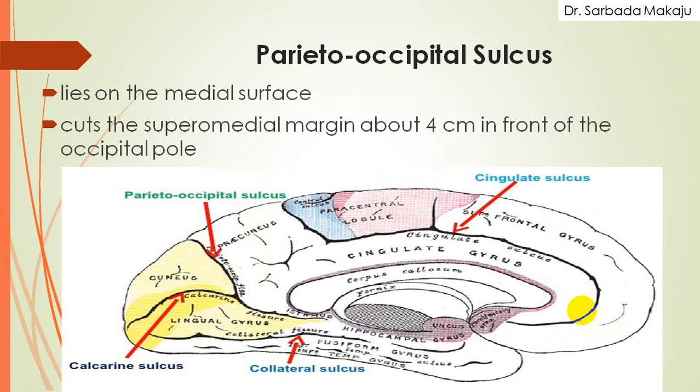Now one more sulcus that is present on the medial surface, this portion is known as the parieto-occipital sulcus. This parieto-occipital sulcus is present on the medial surface of the cerebral hemisphere. It also cuts the superior medial border, and it is about 4 cm in front of the occipital pole.